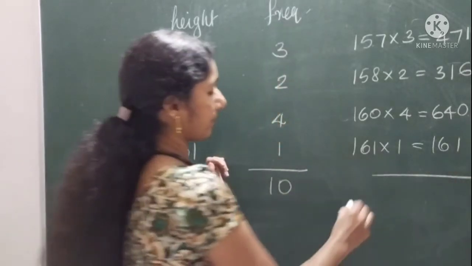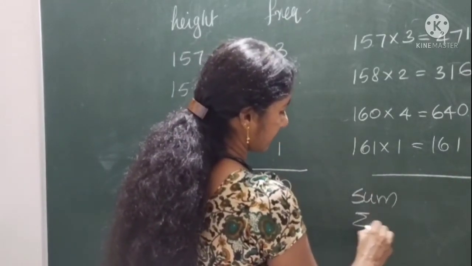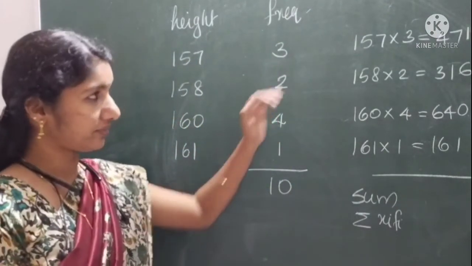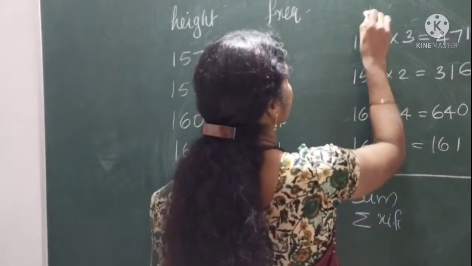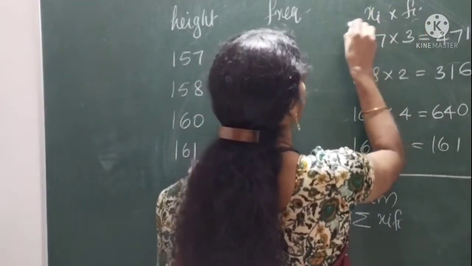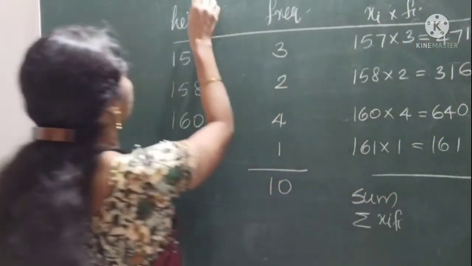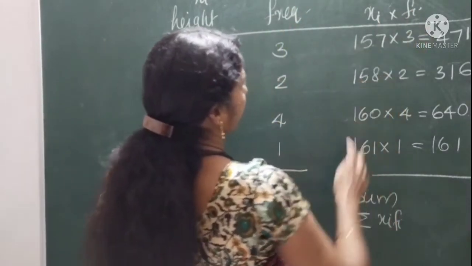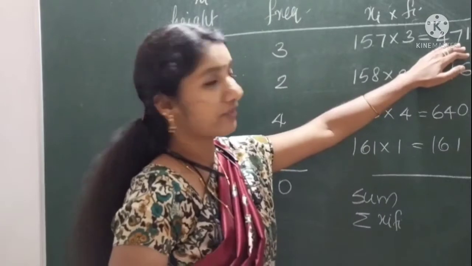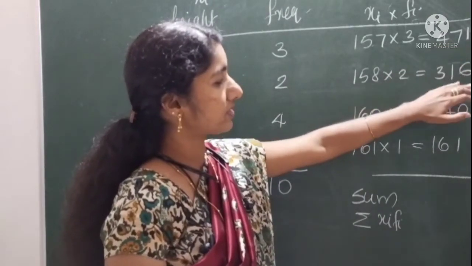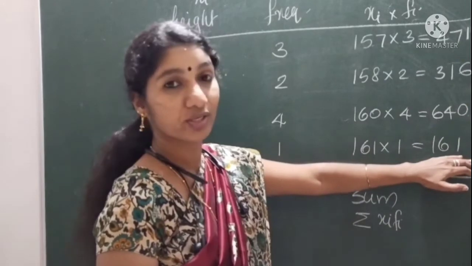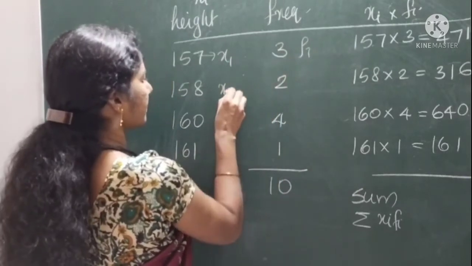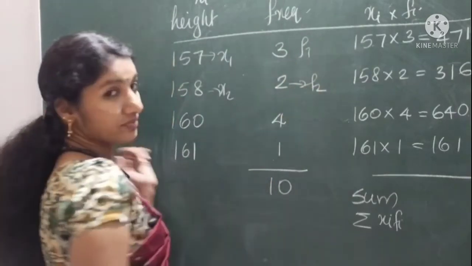So to get the total sum, the notation is sigma x into f. See, we just multiplied fi into xi and we are adding that. This is xi into fi. So we have one more column for this. This is our xi's. This is the frequency fi's. Then this is xi into fi. So we are adding f1 into x1 plus f2 into x2 plus f3 into x3 plus f4 into x4. This is called x1. This is f1. This is x2. This is f2. Like this we can call it.